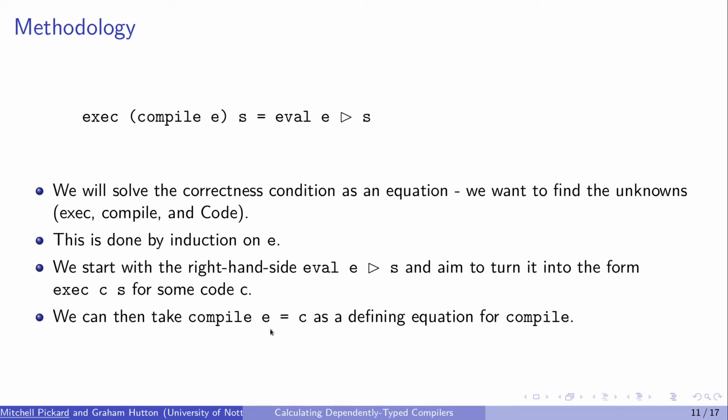When we have that code, we can then create a new defining equation for compile. So we'll say that compile E, for whatever E we're doing in this induction case, is equal to the C that we calculated from before. This new defining equation will then allow this compiler correctness condition to be true, and it will tell us what the compiler is. And the calculation that we do to get to this point will be the proof of our compiler along the way, because it's based on the correctness.